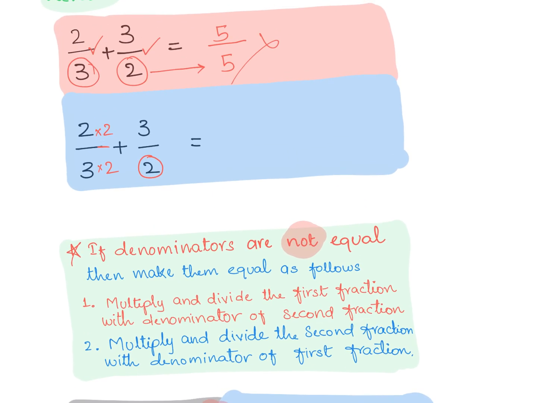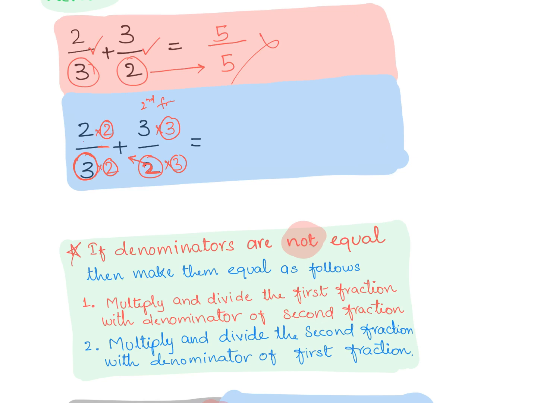So we need to multiply the second fraction with the denominator of the first fraction, so that is into 3, and divide it with the same. Clear? So the denominator of the second fraction is multiplied and divided with the first fraction, and the denominator of the first fraction is multiplied and divided with the second fraction. Yes, now let us proceed.